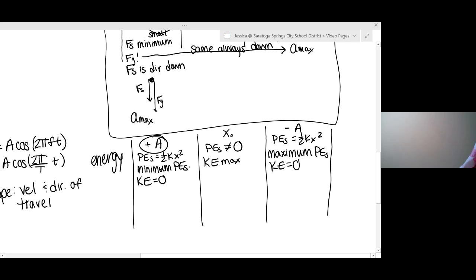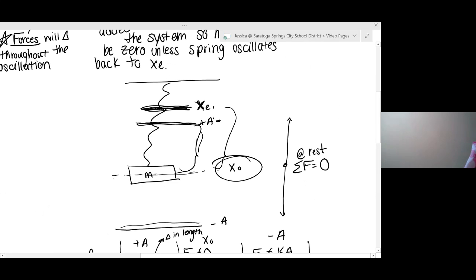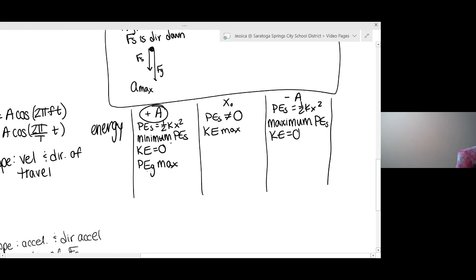Okay, because how can minimum spring potential energy with 0 kinetic be the same as maximum spring potential energy with 0 kinetic? Okay, the reason why is because what we haven't taken into account, which is gravitational potential energy. So at this positive amplitude, since we're the highest off the ground, gravitational potential energy is at a maximum. So this gravitational potential energy makes up for essentially the missing spring potential energy.